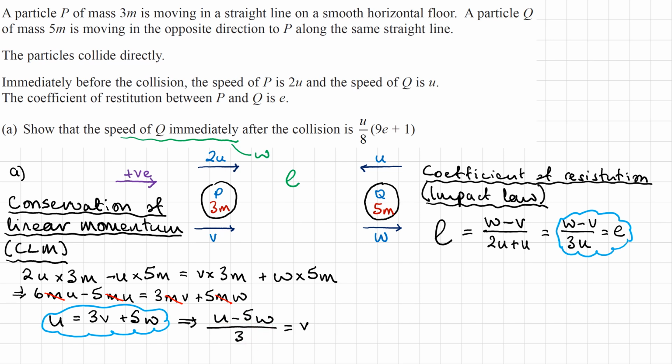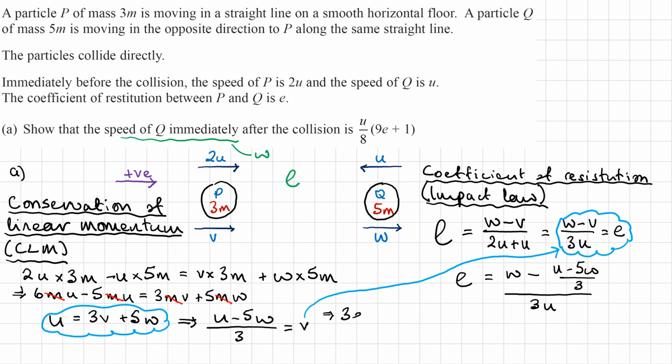I'm now going to substitute that into this equation here. So I'll have e is equal to w minus v, now v is going to be u minus 5w over 3, and that's all over 3u. And from here, it's just about making w the subject. So let's times both sides by 3u. So I'll get 3eu is equal to w minus u minus 5w over 3. I'm going to times both sides by 3 to get rid of this fraction here. So I'll get 9eu is equal to 3w minus u minus 5w. Now really, because I'm subtracting all of this, I should have brackets, and that means that I'll be subtracting u minus 5w, not just subtracting u and then subtracting 5w.